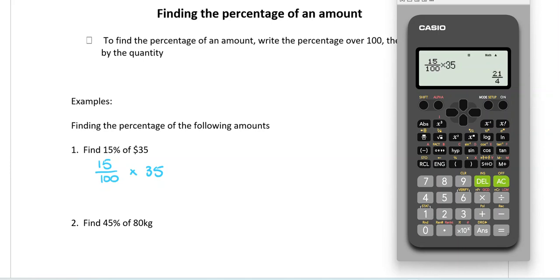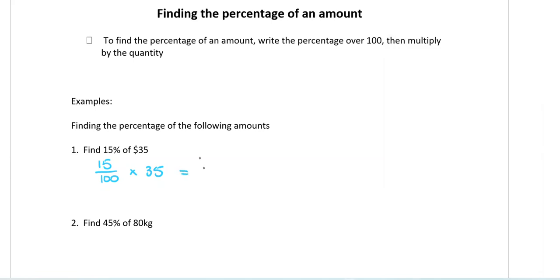Okay, it gave me a fraction, but because this is in dollars, it doesn't make sense to have a fraction. I'm going to turn that into a decimal, so it is $5.25. So if you were in a shop and you got a 15% discount on something that cost $35, you'd be saving yourself $5.25, right?